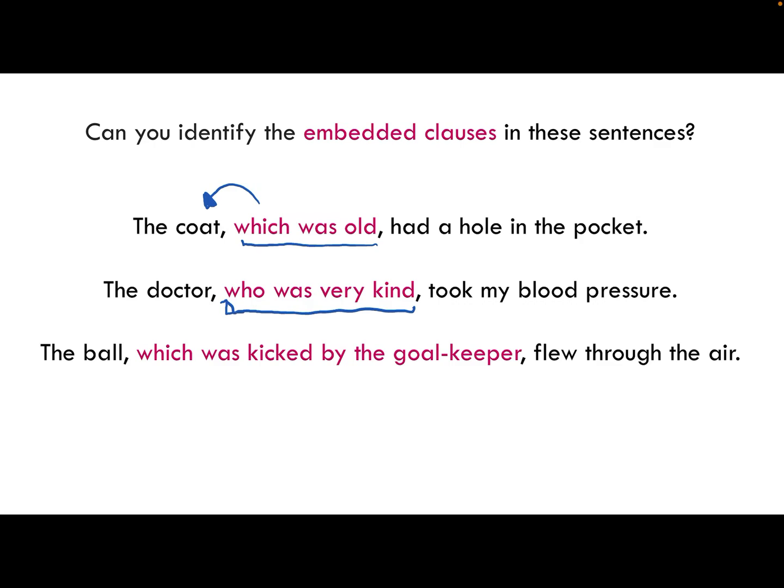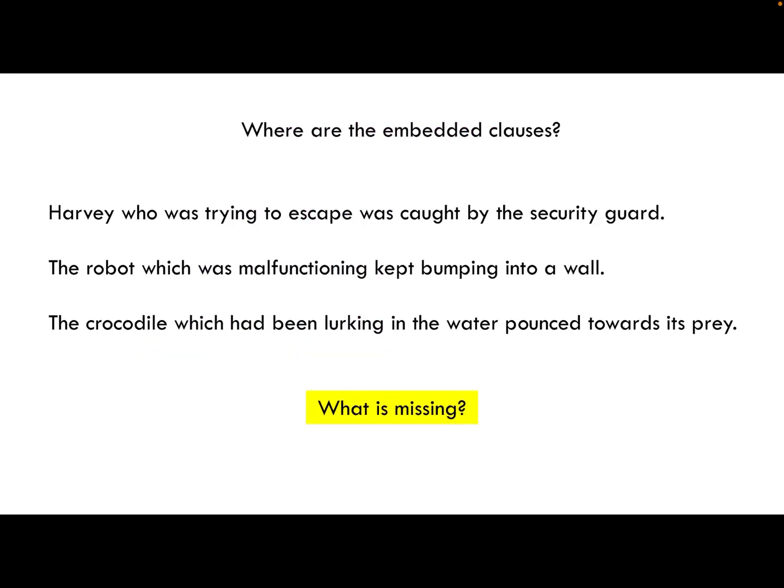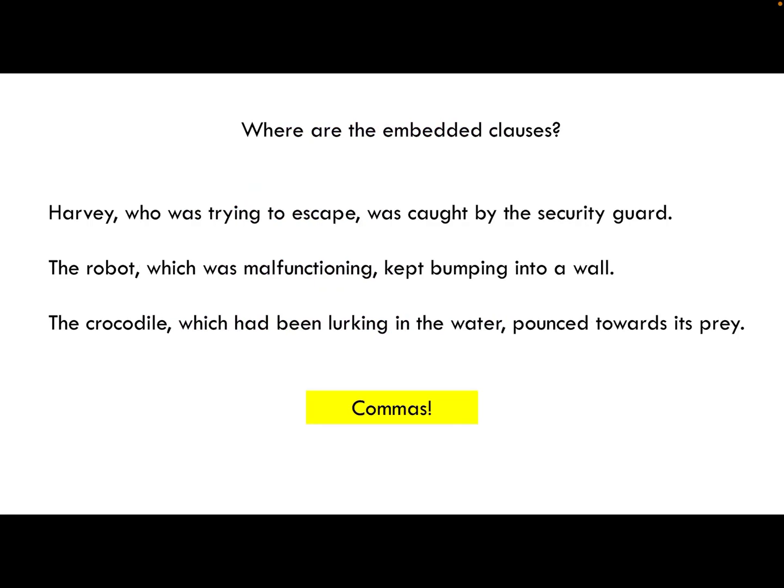The ball, which was kicked by the goalkeeper, flew through the air. Add in more information to my subject. Okay, where are the embedded clauses in here? And have a think about what is missing. So underline the embedded clause and then have a think about what's missing. So, did you find what was missing? It was, of course, the comma. And well done if you spotted who was trying to escape.